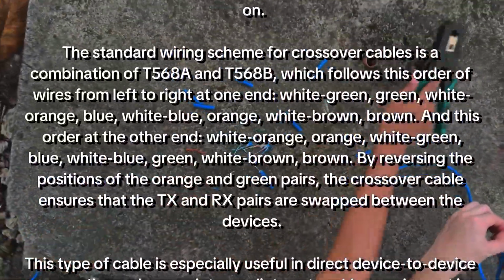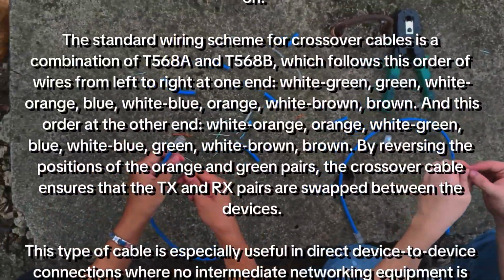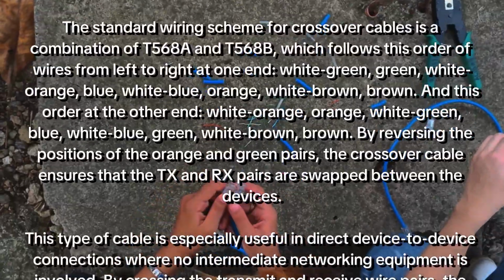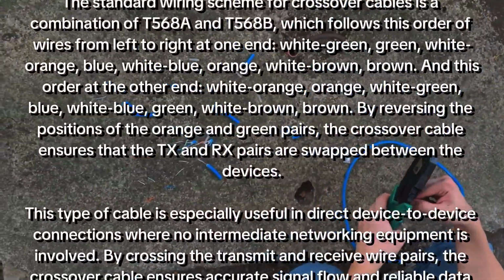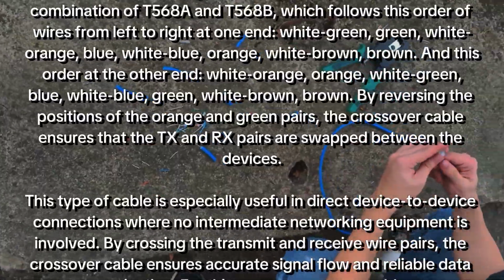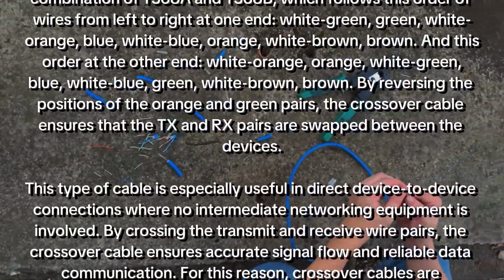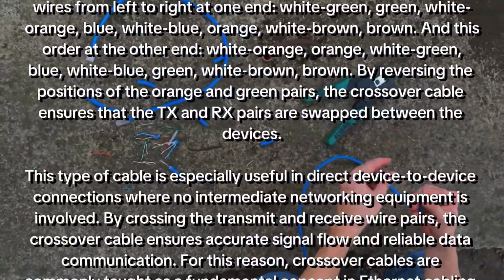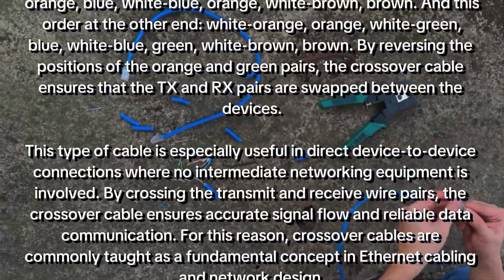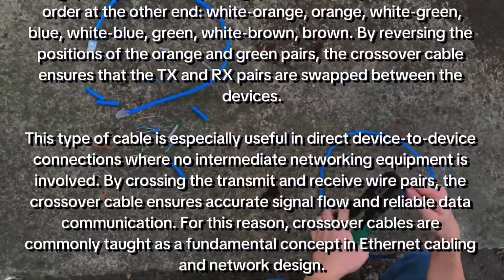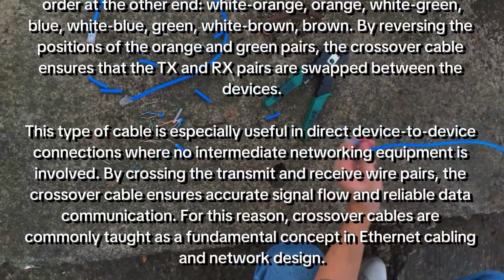This type of cable is especially useful in direct device-to-device connections, where no intermediate networking equipment is involved. By crossing the transmit and receive wire pairs, the crossover cable ensures accurate signal flow and reliable data communication. For this reason, crossover cables are commonly taught as a fundamental concept in Ethernet cabling and network design.